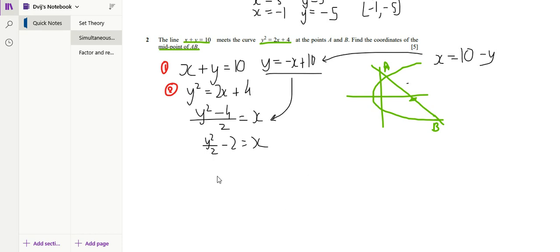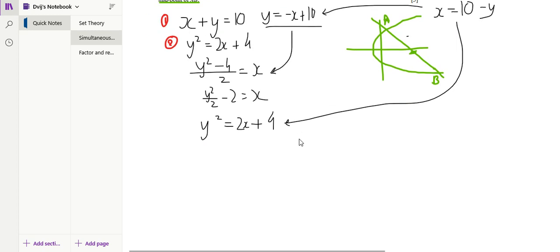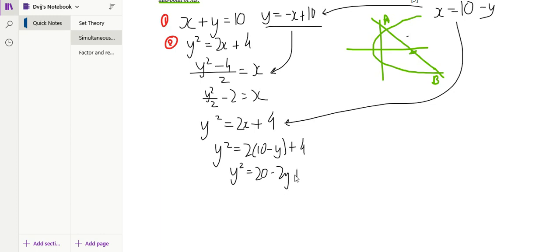And why do we want to do that? Well, we know that y squared is 2x plus 4, so we can just substitute this straight into the x. And what that does is save us some time, since we don't have to square out everything. So we say y squared is 2 times (10 minus y) plus 4. So y squared is going to be 20 minus 2y plus 4. So y squared plus 2y minus 24 is going to be equal to 0.